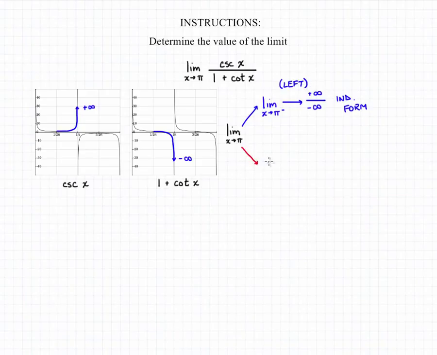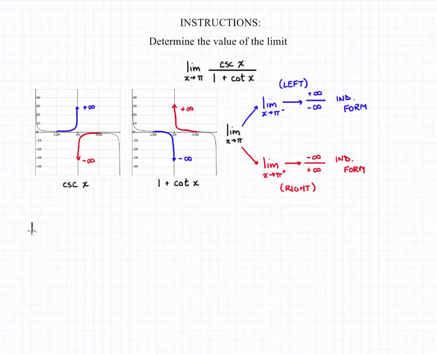Now as x is approaching pi from the right, we have to perform the same analysis. From the right, the numerator cosecant of x is approaching negative infinity, and the denominator, 1 plus cotangent of x, is approaching positive infinity. So again, we have infinity over infinity. It's an indeterminate form, and it too allows us to use L'Hopital's rule.